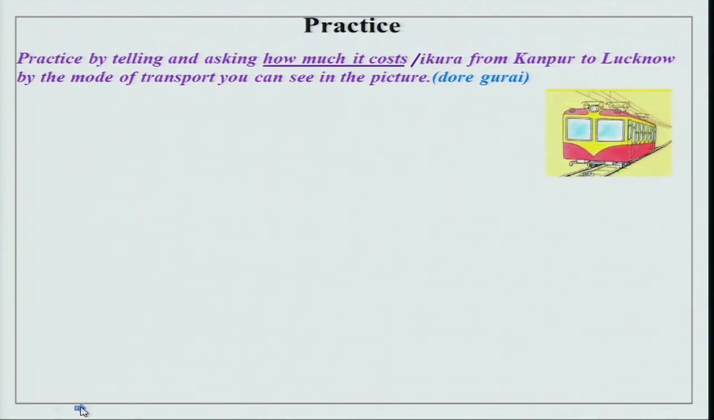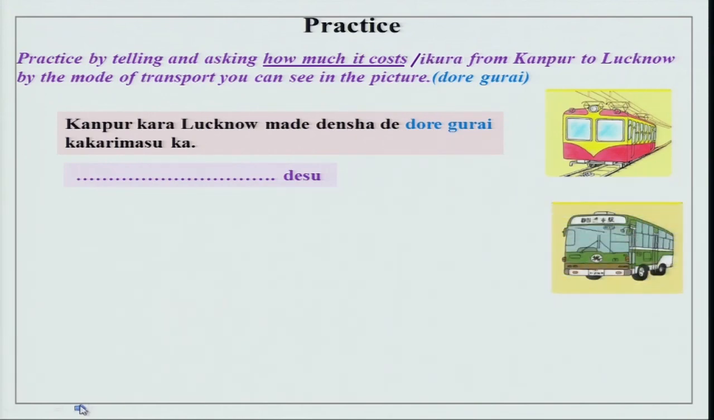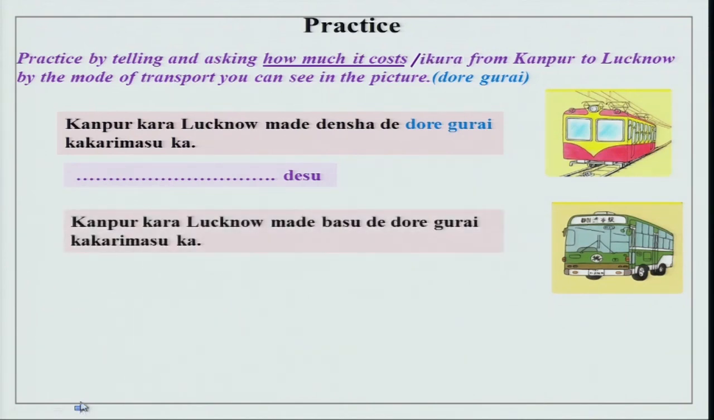Now what is that? That's a densha. The question is Kanpur kara Lucknow made densha de dore gurai kakarimasu ka? So whatever you feel, you can put over here and say 100 rupee desu, 50 rupee desu, 500 rupee desu, whatever the fare is, you can write. Now by bus, Kanpur kara Lucknow made bus de dore gurai kakarimasu ka? Well, you can again give a number and so many rupees. It could be again 100 rupees or 50 rupees, whatever you want to put over here.